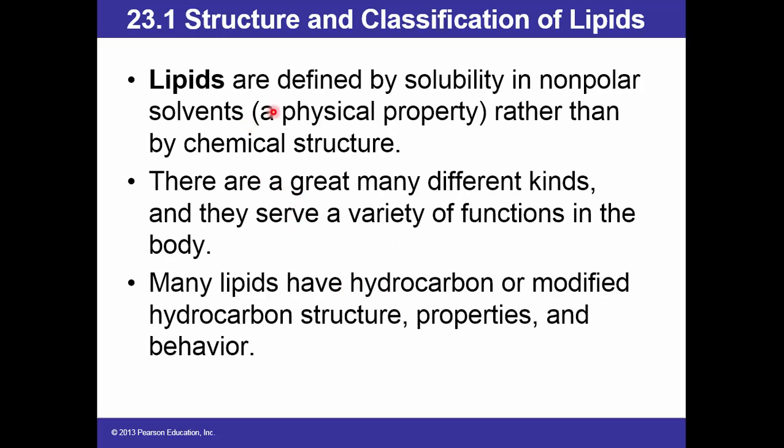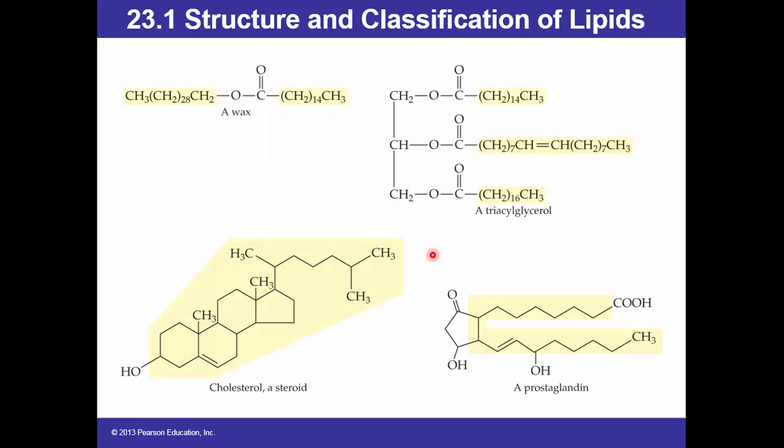Now, what are lipids? They are defined by solubility in nonpolar solvents, which is a physical property rather than by chemical structure. So lipids are compounds that are insoluble in water but soluble in organic solvents. There are many different kinds and they serve a variety of functions in the body. Many lipids have hydrocarbon or modified hydrocarbon structure, properties and behavior. Lipids can be classified into two general types, the open chain type of lipids and the cyclic lipids. We will discuss all of these as we go.